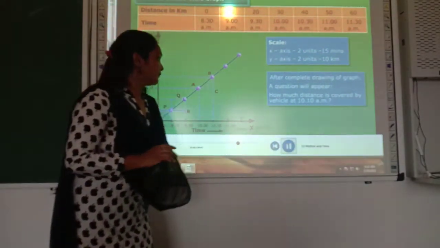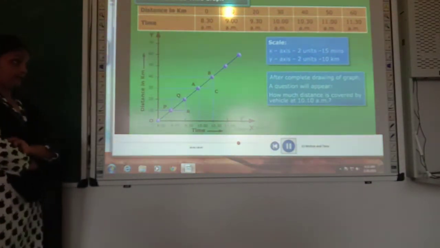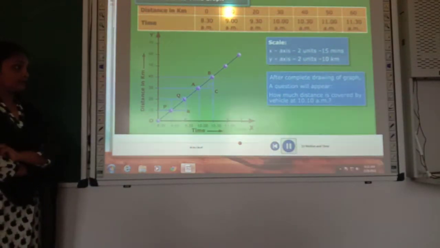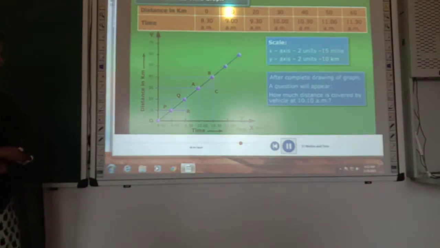See. By the vehicle at a particular mode, we can calculate the time at a particular distance from the starting point. In the same way, we can calculate speed also.